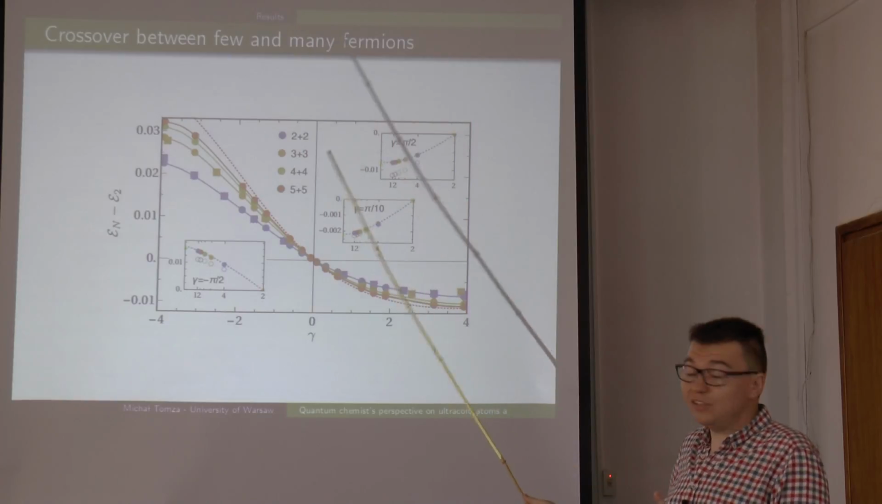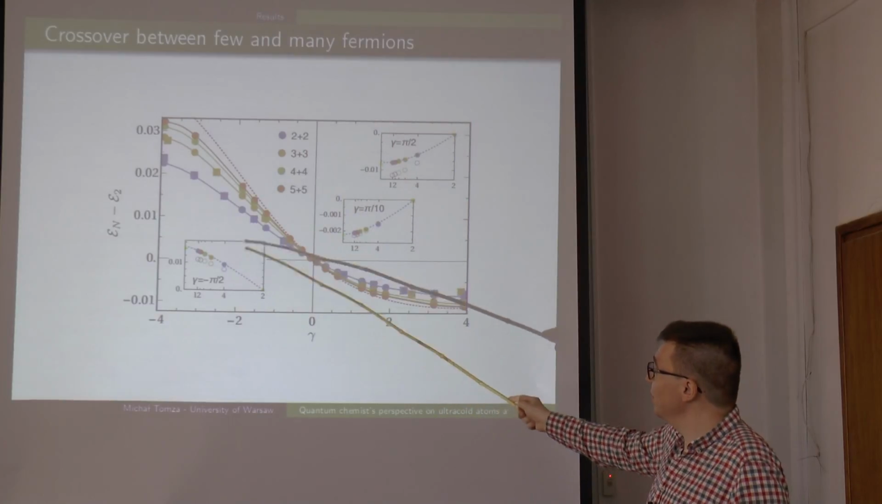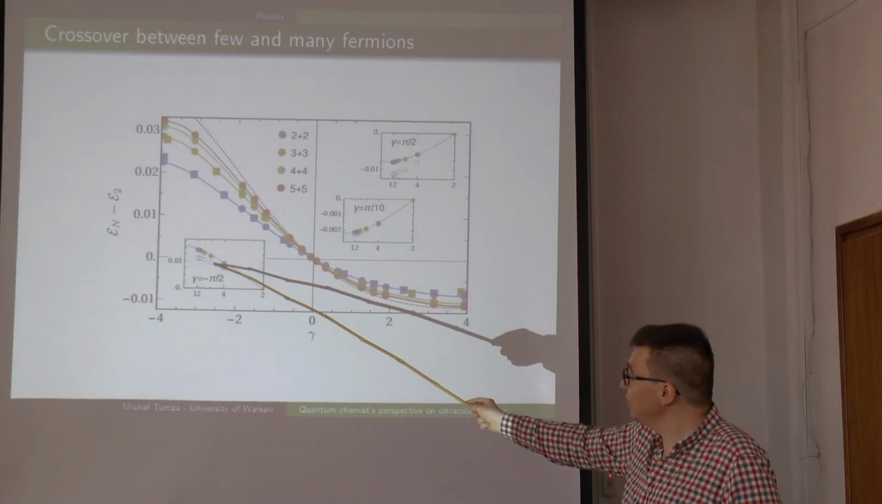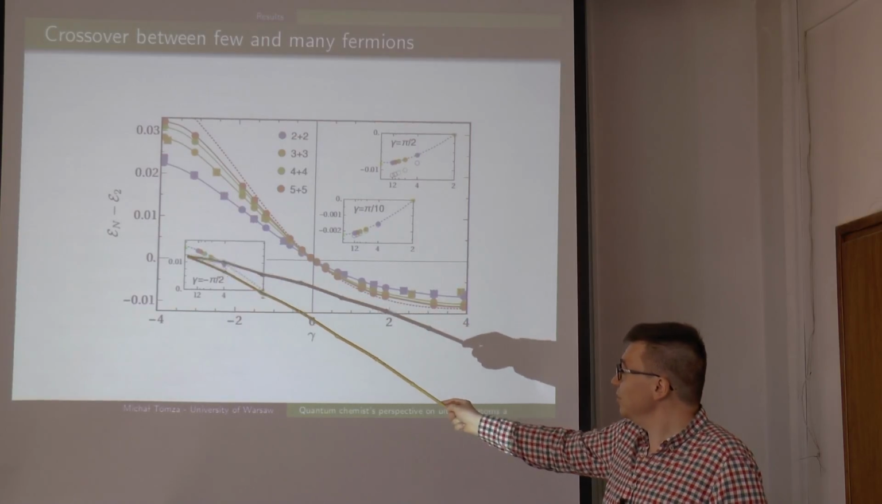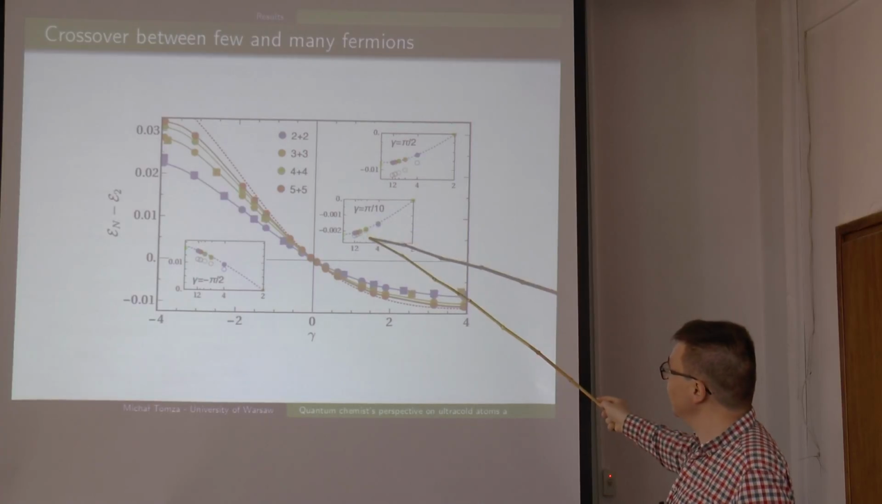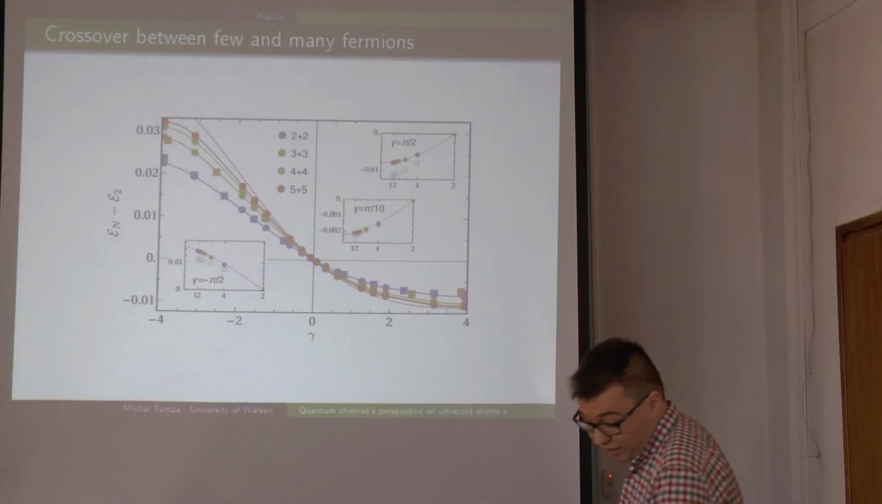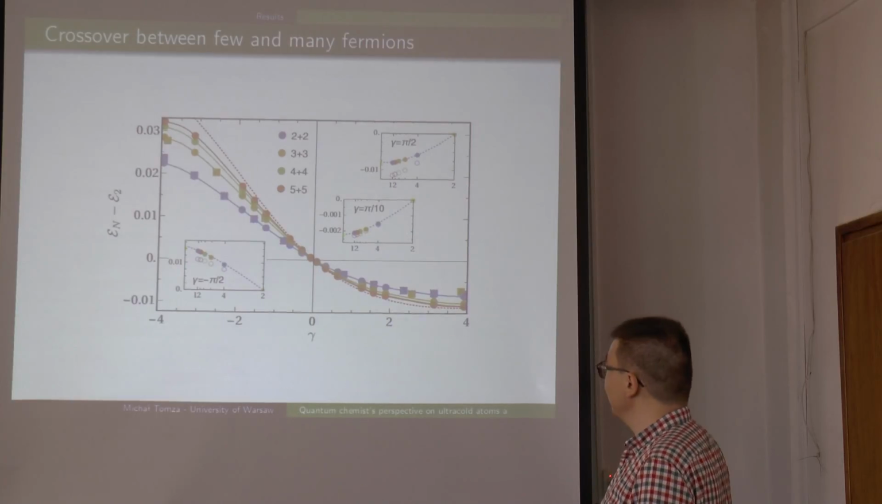But we are not in the perturbative regime, because once we compare our calculations with the purely perturbative approach, we see that the perturbative results for this interaction strength, presented here, don't coincide with our points. So these are really strongly correlated systems, and our method was needed to do this.